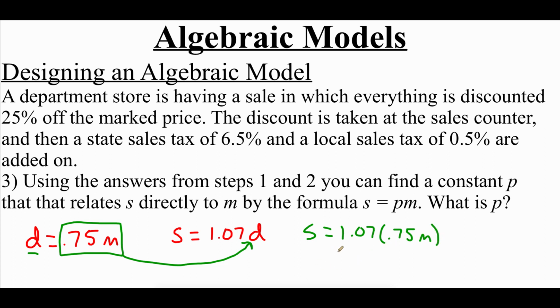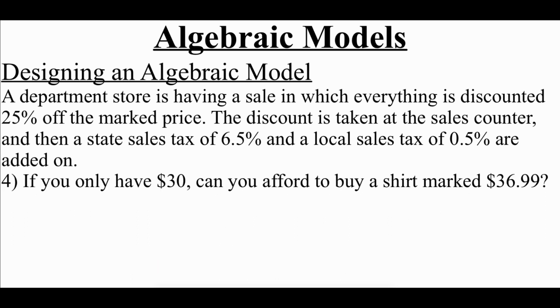Now a little bit of multiplication in here. We have to take the 1.07 times the 0.75, and when we do that, we get 0.8025 M. So our P value is that 0.8025. So now here's where all of this is going to come together.